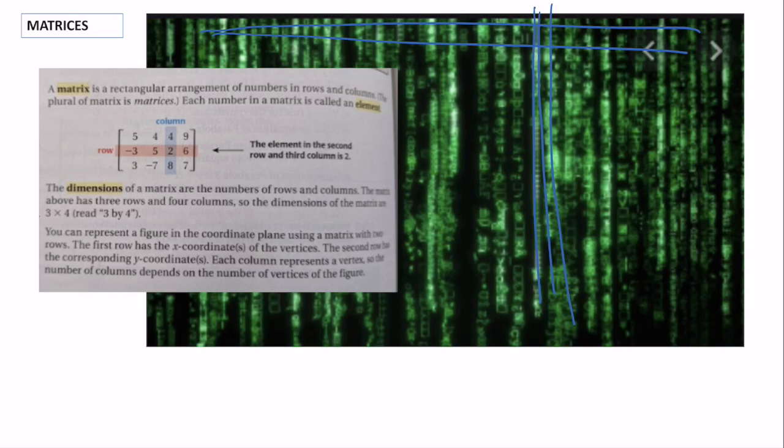Each number in this matrix is called an element. So notice that the element in the second row and third column is that 2 that they highlighted right there. And the dimensions of a matrix are just the numbers of rows and columns. So this has 3 rows, 4 columns, so we could call this a 3 by 4 matrix. And what we're going to do with it is use it to represent points and figures on a coordinate plane. And so the way we're going to do that is by using a 2-row matrix where the first row gives us our x coordinates and the second row gives us our y coordinates.